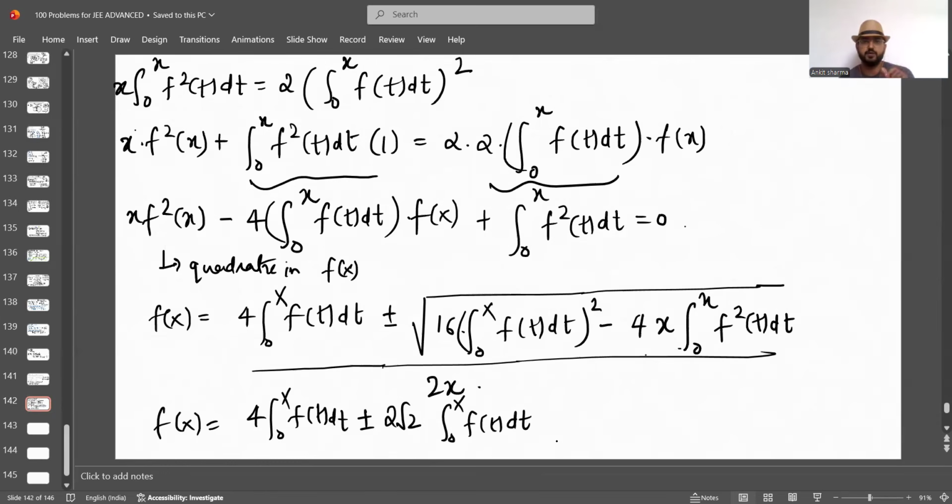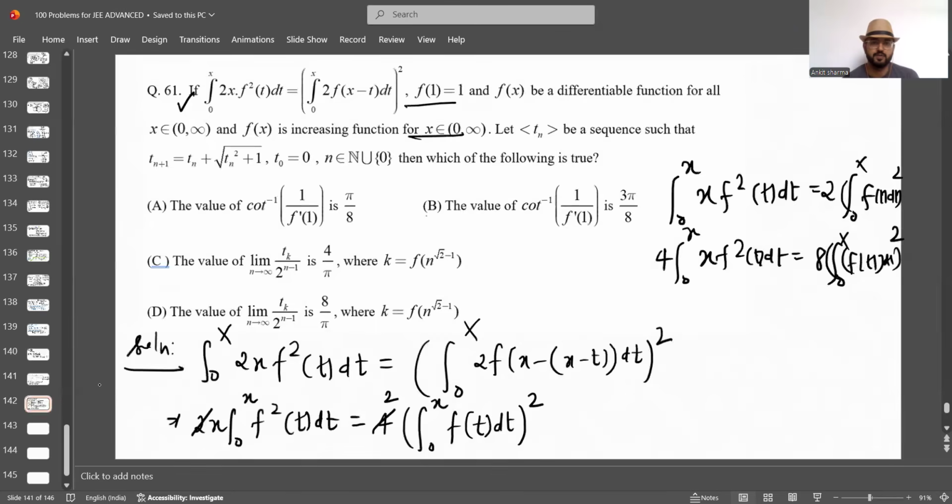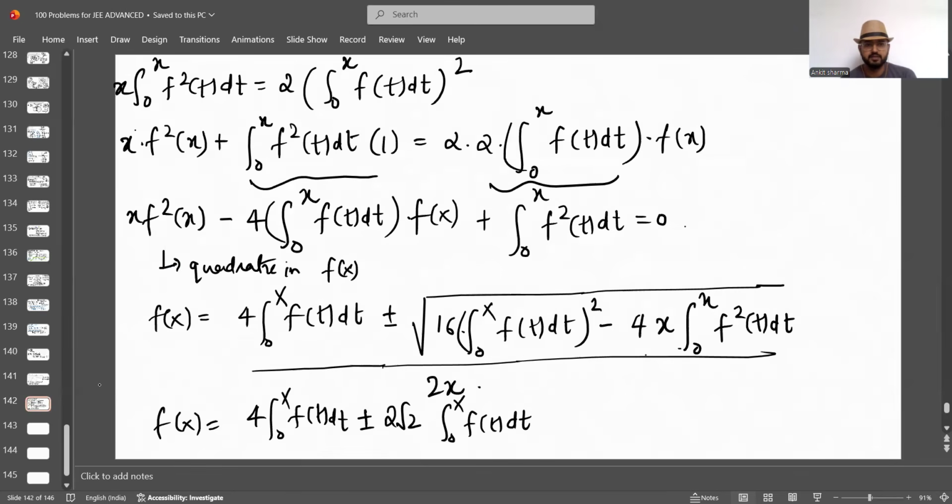So this is ultimately going to be modulus. Okay, but ultimately my function is defined in 0 to infinity. It's increasing in 0 to infinity. That means it has to be positive. So modulus will be positive. This and then whole over 2x. That's what we have, which we can reduce further and write down in a nice looking form.